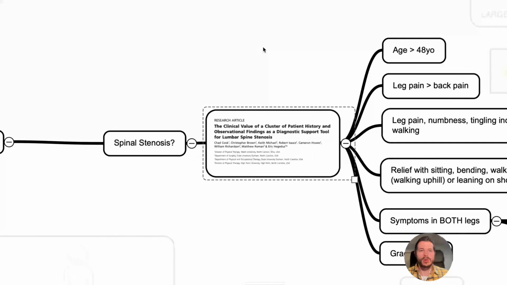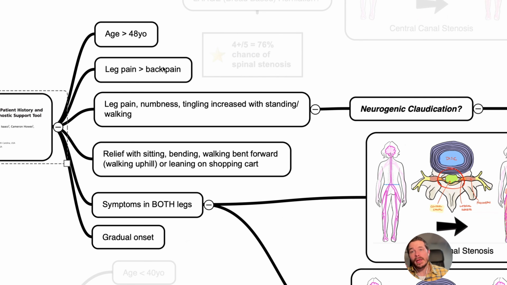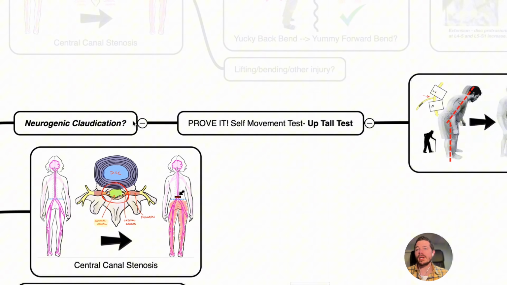So, are you greater than 48 years old? Do you have leg pain that is worse than back pain? Do you have leg pain, numbness, or tingling that is increased with standing and walking? Potentially causing, again, neurogenic claudication, compression of the nerves at the base of the spine. Again, you can prove it. How can you prove it?